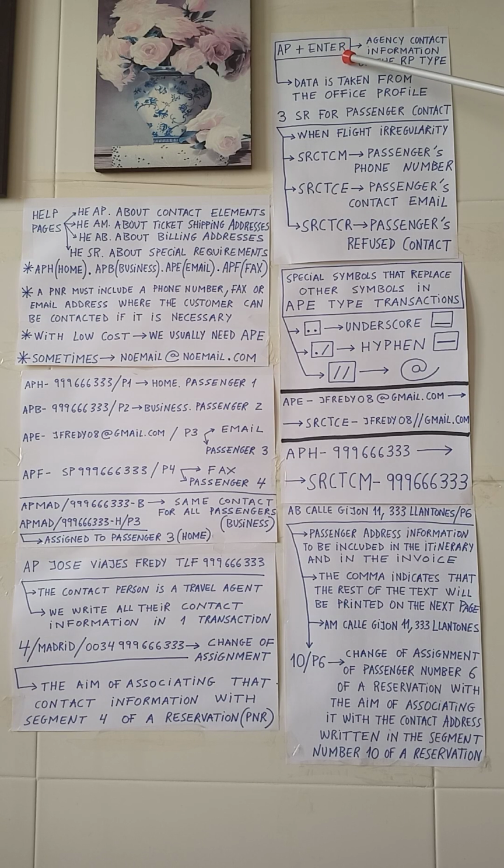If we type AP and then press enter, the enter key on the computer keyboard, we will be able to see the contact information of our agency of the type RP. The information we will see on the computer screen is of the type RP because it comes from our office profile.